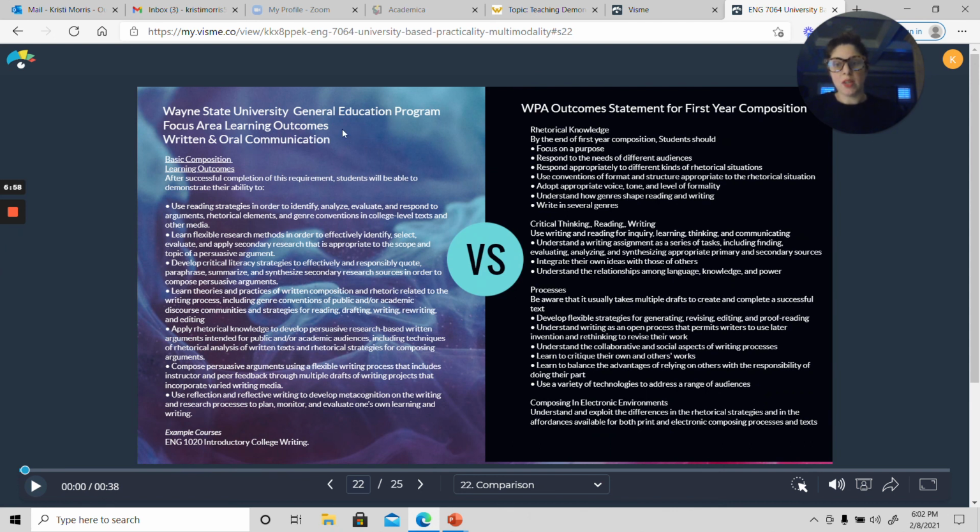And in one of the next slides, you can see where I've taken two existing documents and placed them side by side so that I can also provide some information in terms of what we see as an effective way to implement a multimodal framework in first-year composition courses.